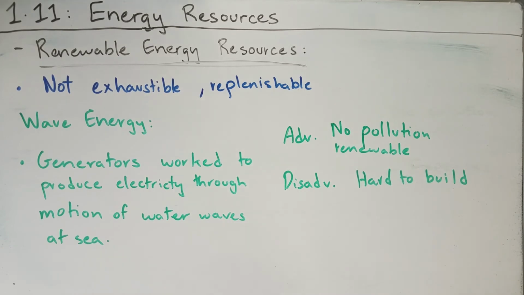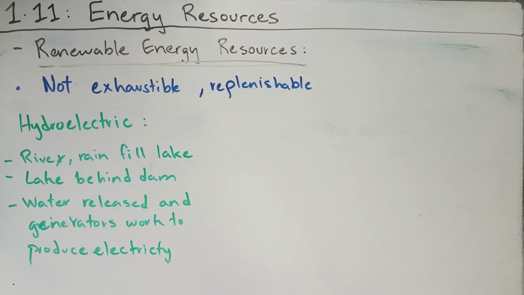The disadvantages, however, are that wave energy plants are hard to build, and you also have to run them in the middle of the sea, so you're far away from the mainland. And you also can't use them everywhere because you need to have a large body of water like a sea or an ocean. Hydroelectric power is another source of renewable energy.